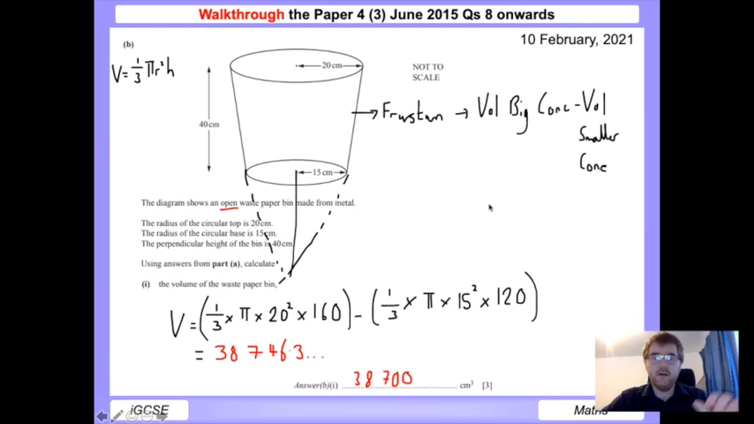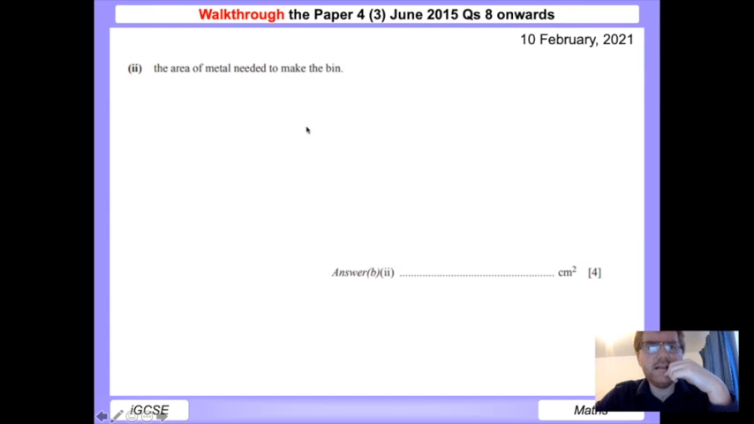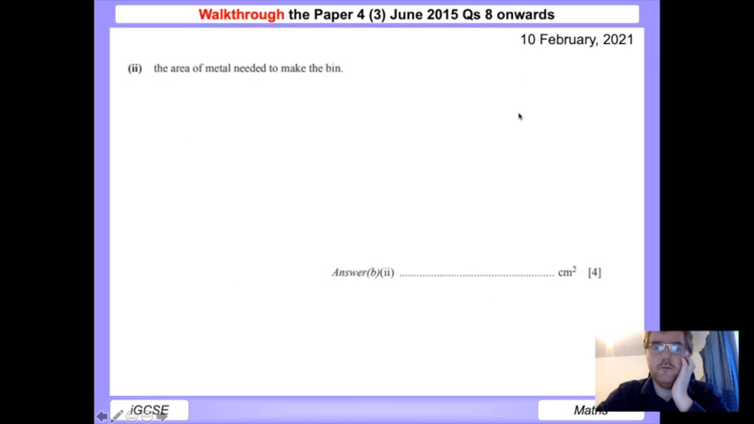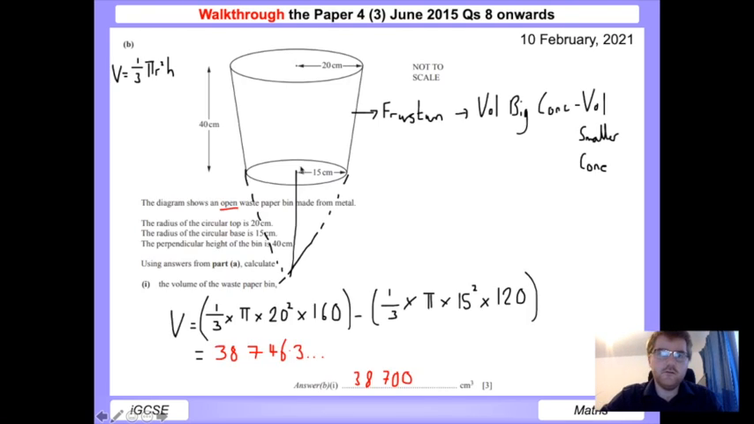Okay, and the very last part, which is the really tricky part, but we just have to think about this quite carefully, is now we need the area of metal needed to make the bin. So we need to think about exactly how we are going to work that out. Just to remind you, we've got the circle at the bottom that does exist. We've got then the curved surface area, which we'll need to work out as well. And then remember the top is empty, so we don't actually have a circle here. So give yourself a minute or so, have a think about it. How would you go about working that out?